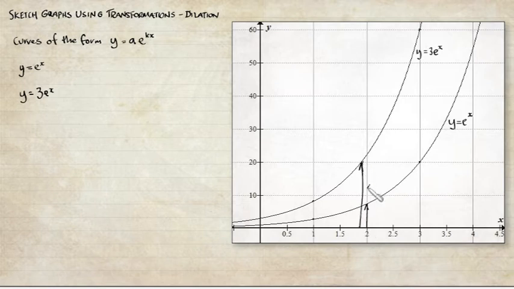So we've stretched the y ordinate by a factor of 3 in the y direction. And of course that goes for all the other y ordinates as well. So you can see that the graph of y equals 3e to the x merely dilates the original curve by a factor of 3 in the y direction.